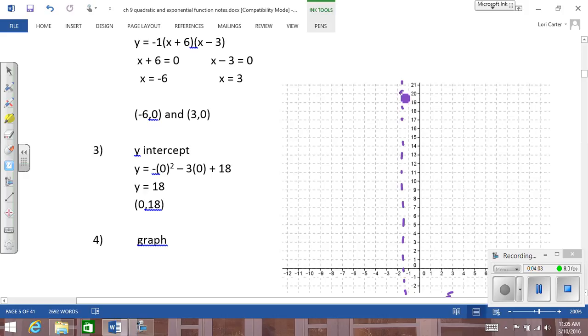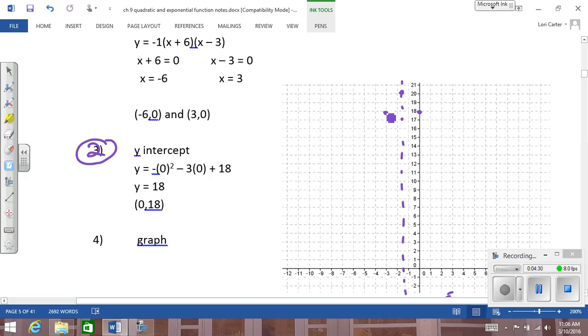Okay, what is the very next thing you can find with no work? The y-intercept. What is the y-intercept? 18. So we go to 18 and we put our dot. You gotta mirror it. I'm 1.5 over, so I go 1.5 over and I put my dot, and mirror it.